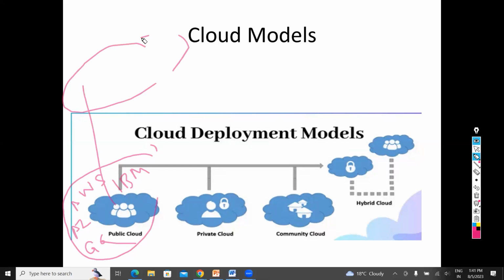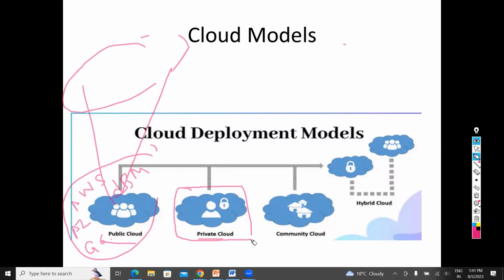So there is no restrictions. If your organization wants to use their services, you just need to create one account on that and you can use their services. So this is called a public cloud. Then what is private cloud? So private cloud is just like your local data center, which your organization is managing.